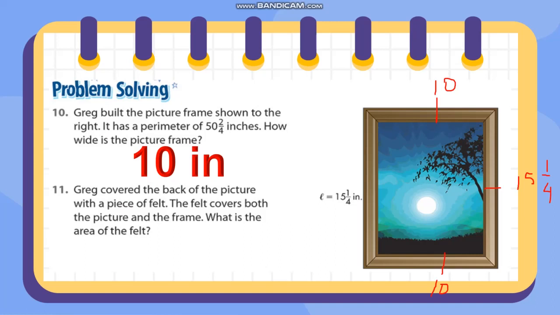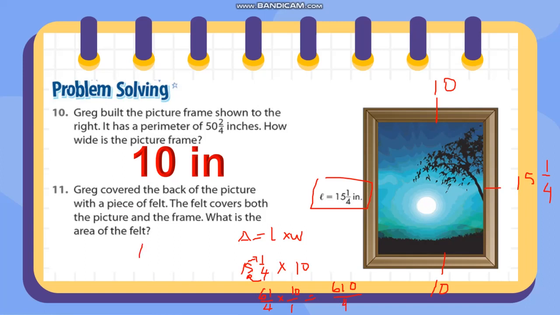So it's possible now to find the area because area is equivalent to length multiplied by width. So your length is 15 and 1/4 and your width is equivalent to 10. So in order to find that one, I'm going to change this first into an improper fraction. So 15 multiplied by 4 is 60 plus 1, that is equivalent to 61 over 4. Then multiply by 10 over 1. So 61 multiplied by 10 is equivalent to 610. Then 4 multiplied by 1 is 4.